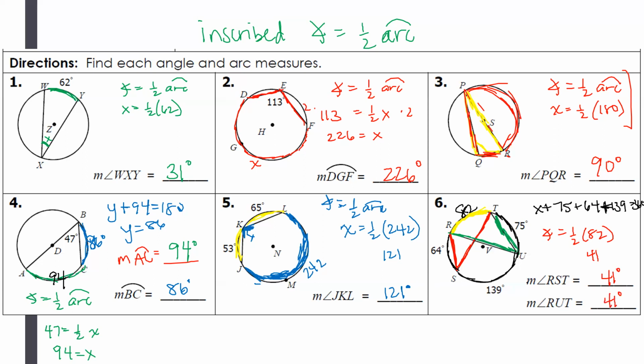If you didn't recognize that they were intercepting the same arc, then you would have said, oh, well, angle RUT is half of the arc inside of it, which is still 82, and you still would have gotten 41.